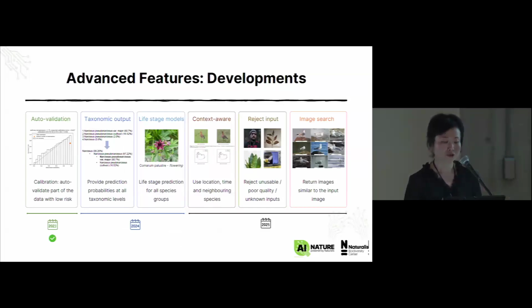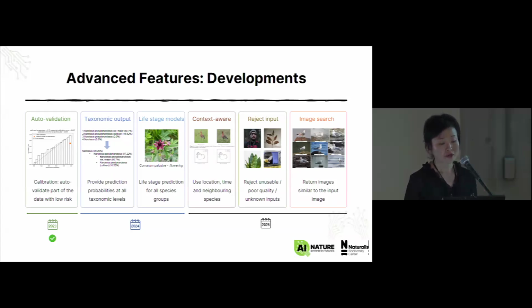Continuously, we are also trying to develop some advanced features for the species identification. In 2023, we implemented auto validation. By means of careful calibration, we can provide automatic validation of the part of the data with low risk. This reduced the need for taxonomic experts to review the AI identification afterwards.